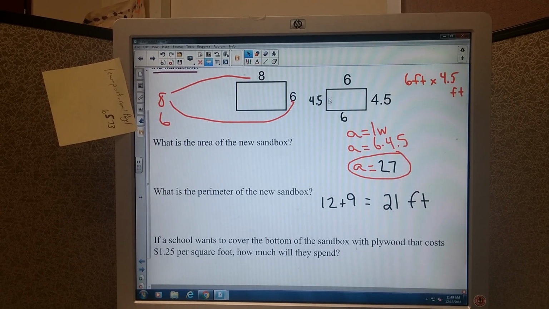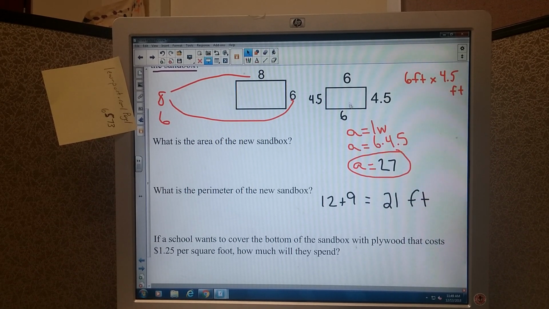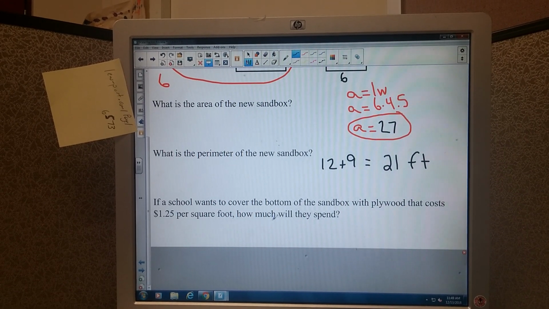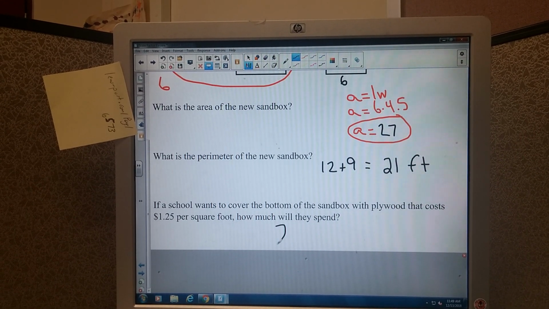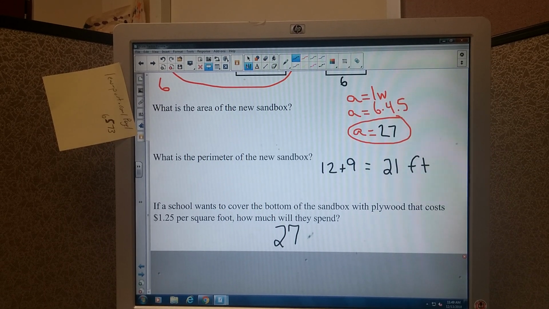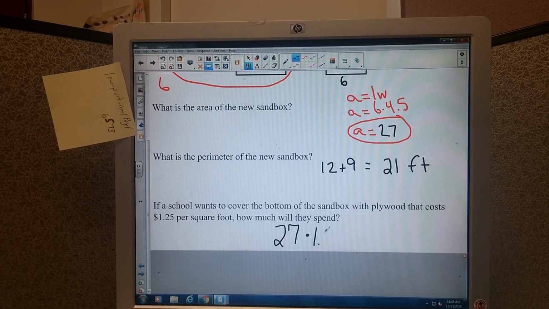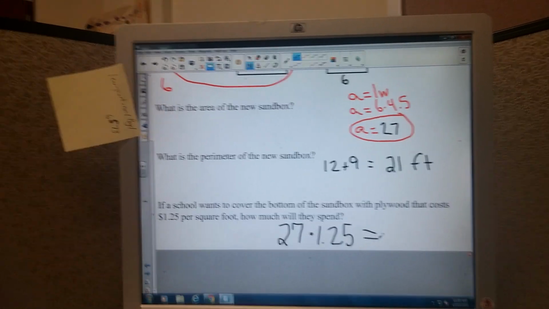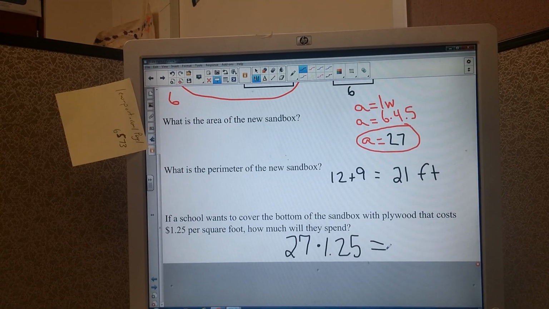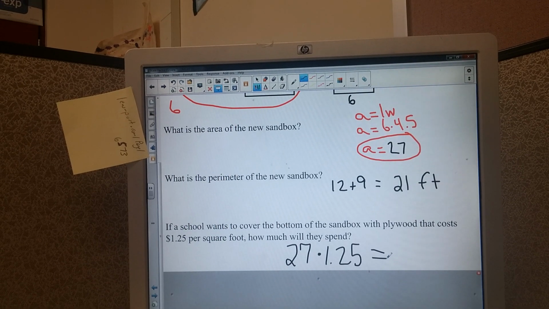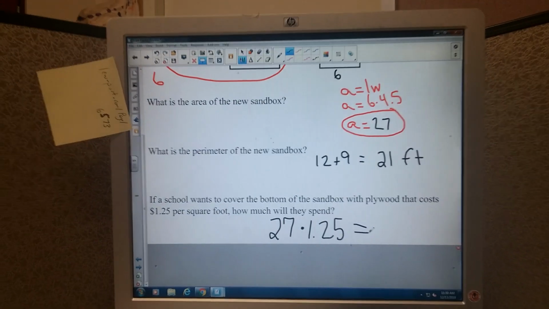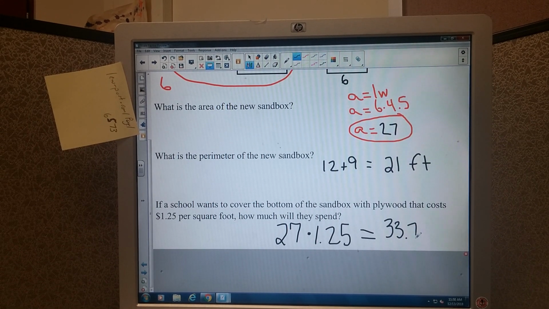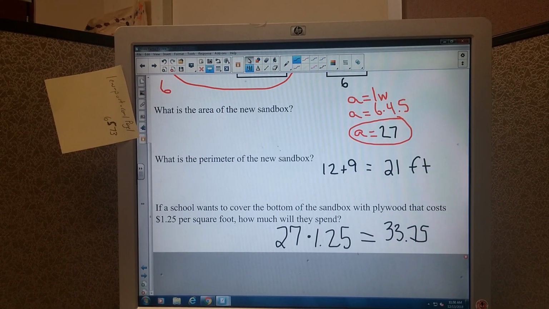Well, if they're going to cover it up, that means they're going to put the plywood all on the inside, and the inside represents area. If I know the area is 27 square feet and I'm spending $1.25 per square foot to get my answer, I'm going to have to do $1.25 times 27, and I'm going to get $33.75. Take your time with this and copy this into your notebook.